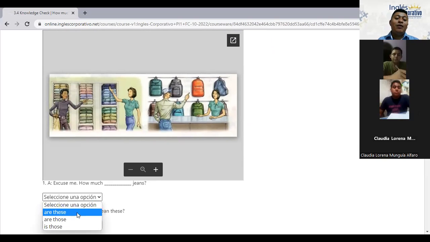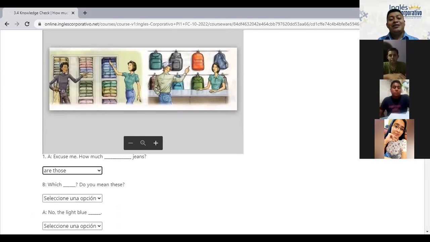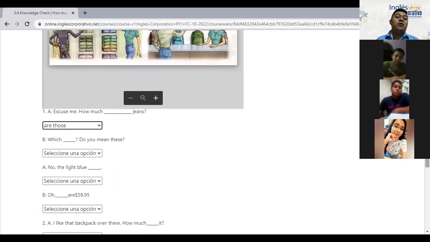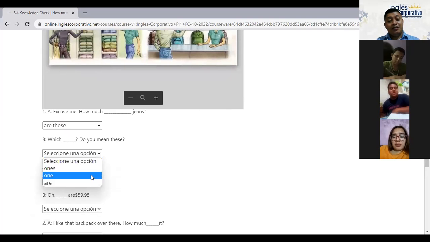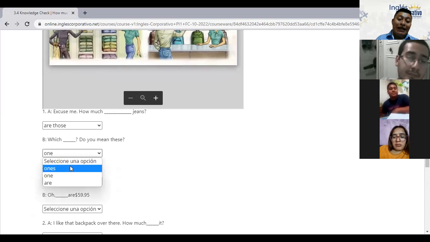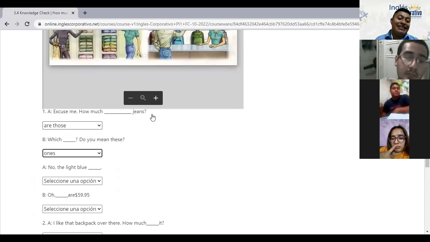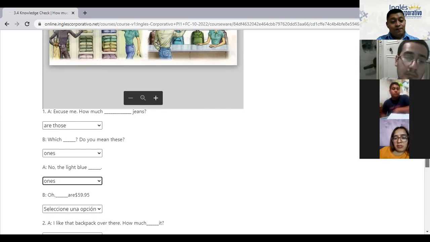Are those. ¿Cuál sería la menos probable de estas tres? Is those. So are those. Excuse me, how much are those jeans? Which ones? Is it correct? Ones, because we are talking in plural, right? Things. So, no, the light blue. Once again.